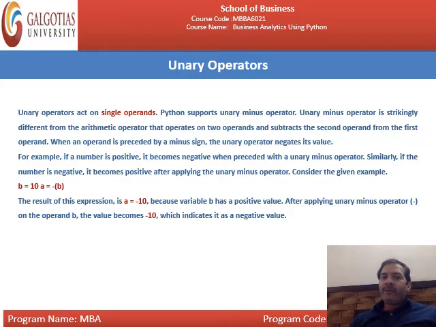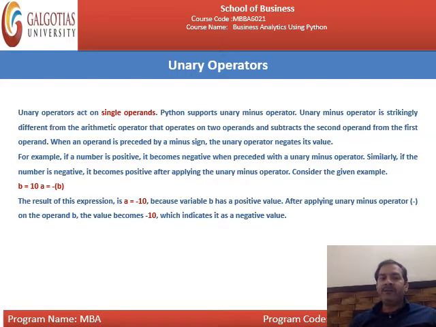Okay, when an operand is preceded by a minus sign, the unary operator negates its value. For example, if you are writing A, that means A is positive. If you are writing minus A, that means it will negate the value of that one. Whatsoever the value of A may be, the negative sign negates the value of that particular operand. For example, if a number is positive, it becomes negative when preceded with a unary minus operator. Similarly, if the number is negative, it becomes positive after applying the unary minus operator.